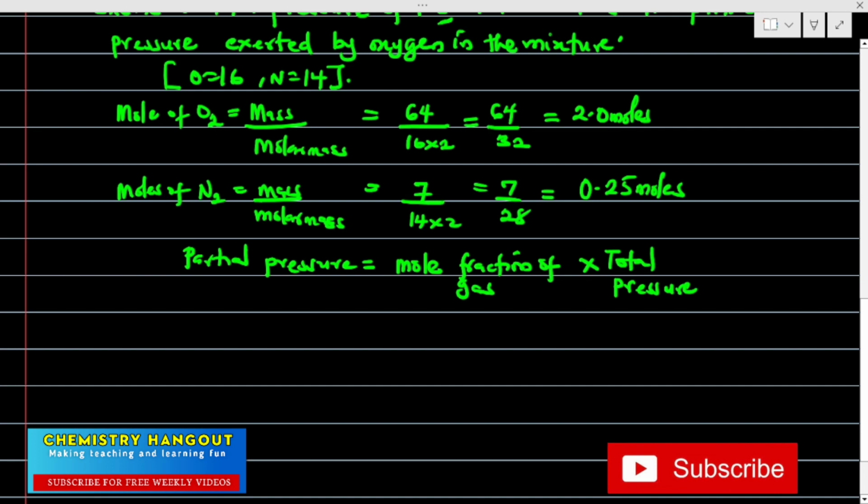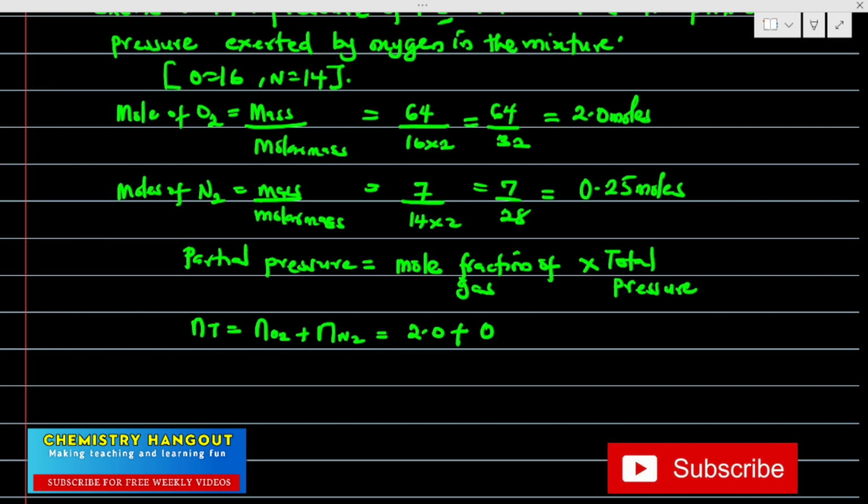So now what is the mole fraction? Let's get the mole fraction. For us to get the mole fraction, we need to get the total mole ratio, right? So, for the mole ratio, that's the total ratio. Let me use NT because mole is represented by N. So, the total ratio will now be what? The ratio of oxygen plus the ratio of nitrogen. And what is the ratio of oxygen? That's 2.0 plus what's the ratio of nitrogen?